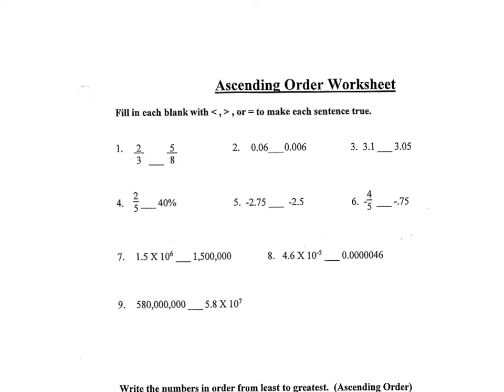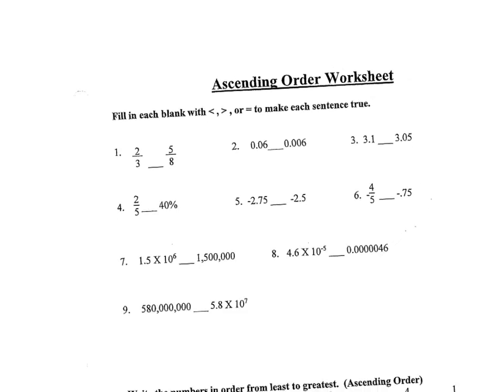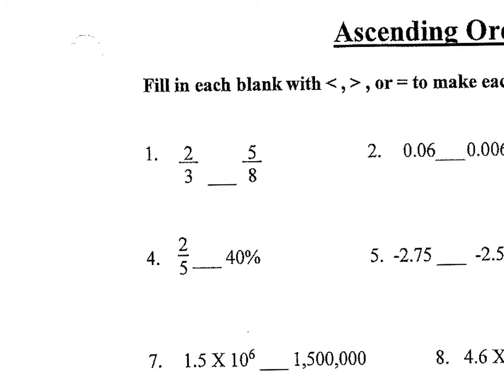So the first thing we have to do is turn each of these fractions into a decimal. So 2/3, or 2 divided by 3, is point, let me see, 0.66, or 67 really. And then 5 divided by 8. 5 divided by 8 is 0.625.